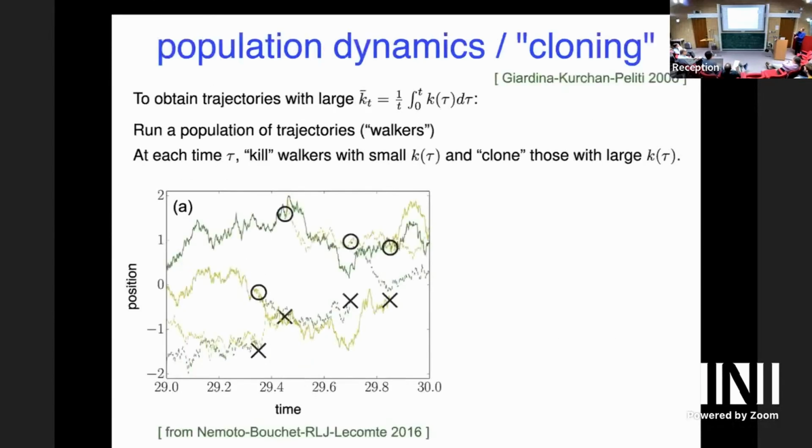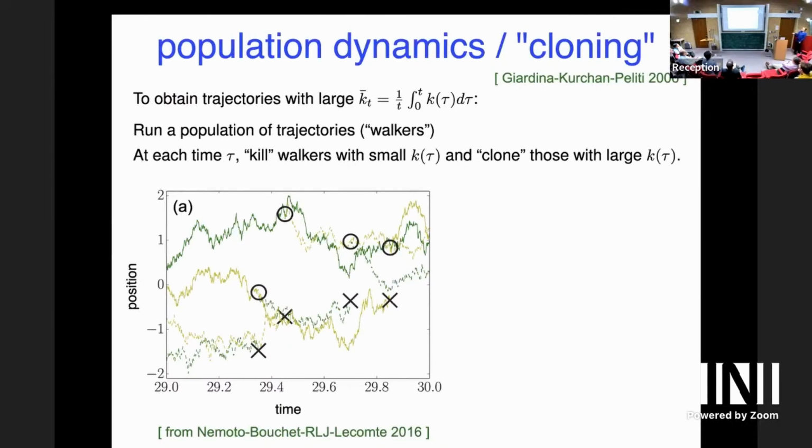Okay, so then the cloning method, I'm going a bit slower than I meant. So this was invented by Christian Giardina and Jorge Kurchan, and Vivo Lecomte and Tailleur, 2006, I think. And it's a completely different method to solve the same problem. So how does this work? We want to obtain trajectories with a large value of this time average. Instead of having one trajectory, we run a population of trajectories all in parallel, and these are sometimes called walkers.